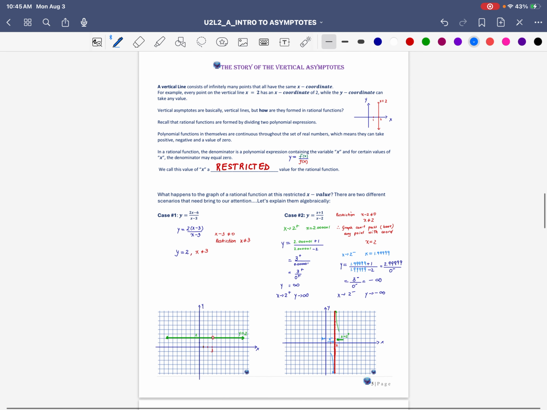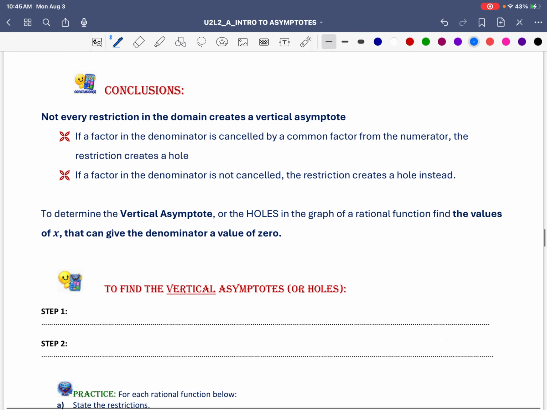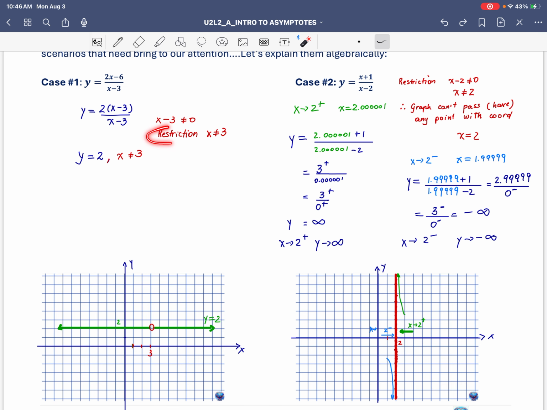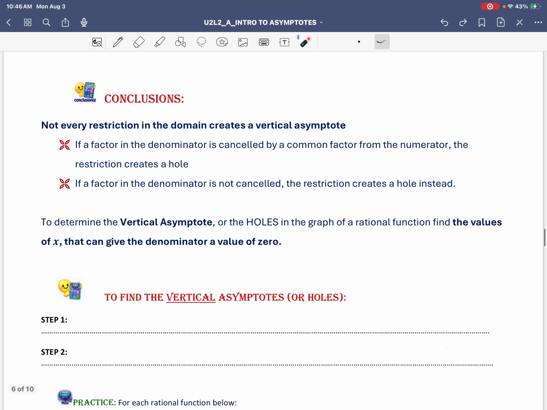And in conclusion, we're going to say that not every restriction in the domain will create a vertical asymptote. Why are we saying this? Remember that the restriction x different than 3 in here didn't make a vertical asymptote, it made a hole. But a restriction of 2 in here made a vertical asymptote. So how can we tell? Well, if a factor in the denominator is cancelled by a common factor from the numerator, it will create a hole. Okay? Now, if the factor in the denominator is not cancelled, it will create a vertical asymptote instead.